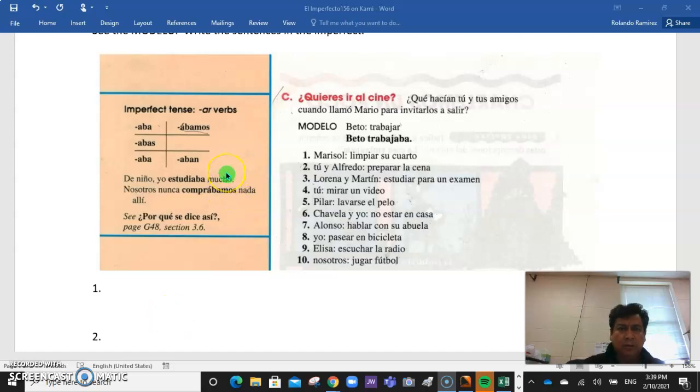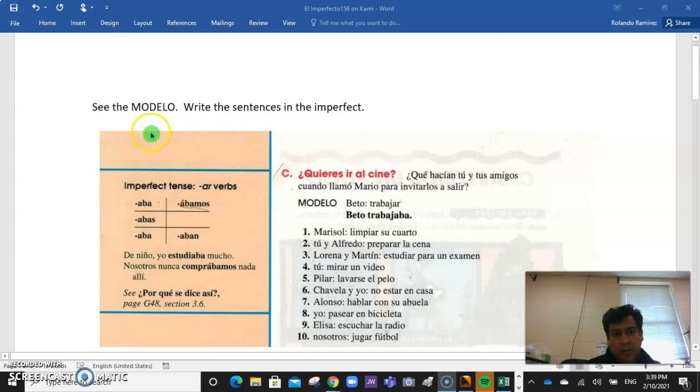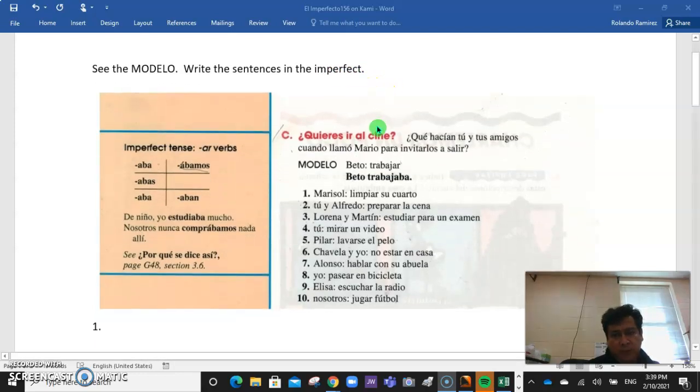Okay, so hello everyone. This is the assignment that's on Cami. It says, see modelo, write the sentences in the imperfect. That means the past, something that you used to do that you don't do anymore. And we're using these right here, the -aba, -abas, -aba, -ábamos, -aban. These are the endings. They go at the end of the verb. And these are for the -AR endings only.